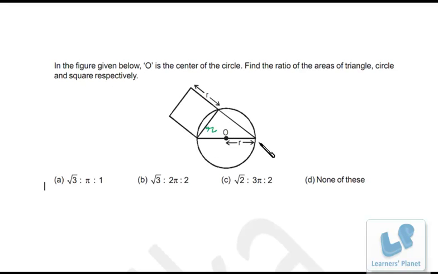Now since this is the diameter, obviously this angle will be 90 degrees, that is angle in semicircle, right? So we have to find out the areas of triangle, circle and square, all of them, right? So this length is R, this length is 2R.